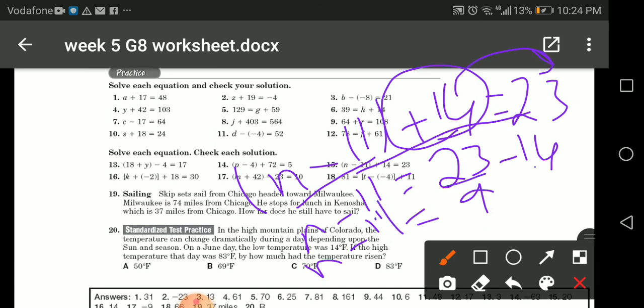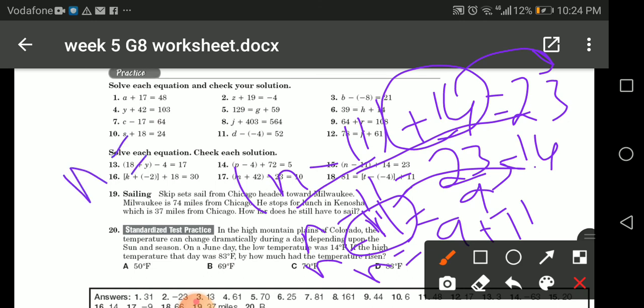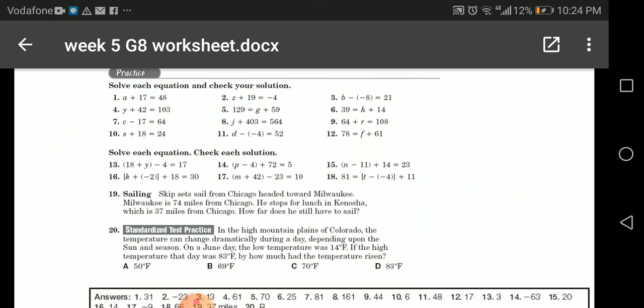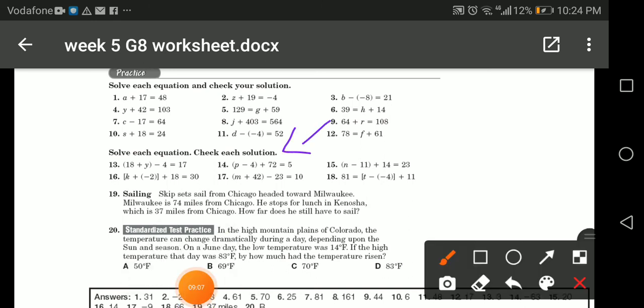n minus 11 will be 9. Negative 11 goes to the other side because they are like terms. n will be 9 plus 11. So n will be equal to 20. Okay, guys, this is the simplification. Here it says solve for n, and then check.